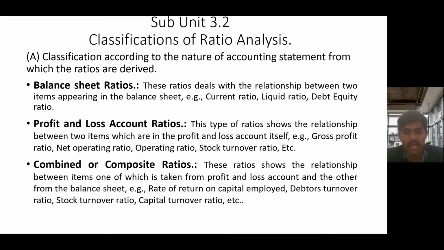For example, the rate of return on capital employed. Capital employed means how much capital we are using for a business. So how much return will be available on that? That is, what will be the rate of return on the capital employed. And next, debtors turnover ratio.